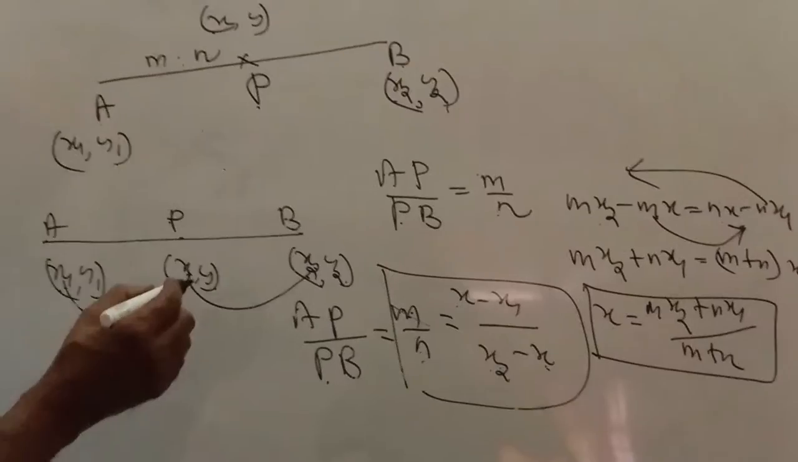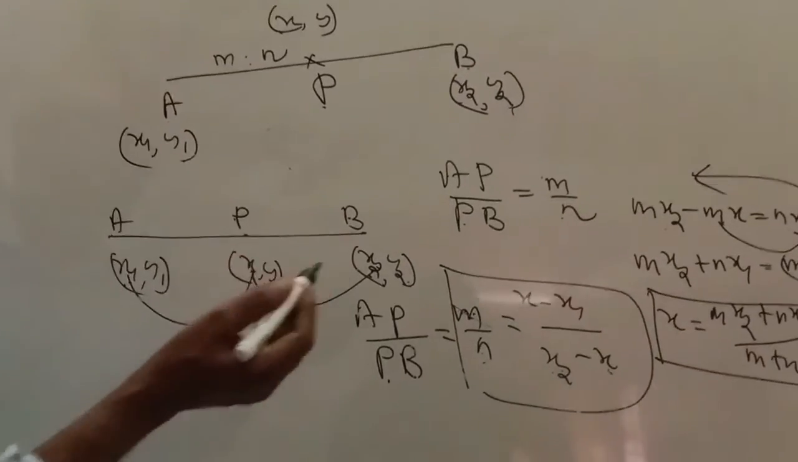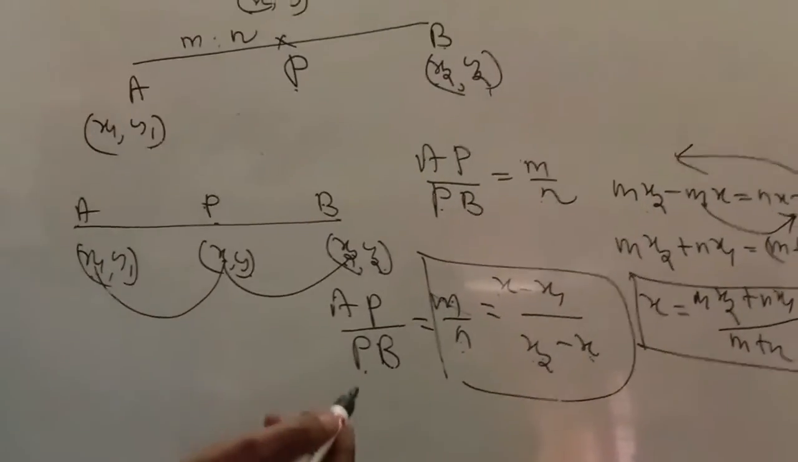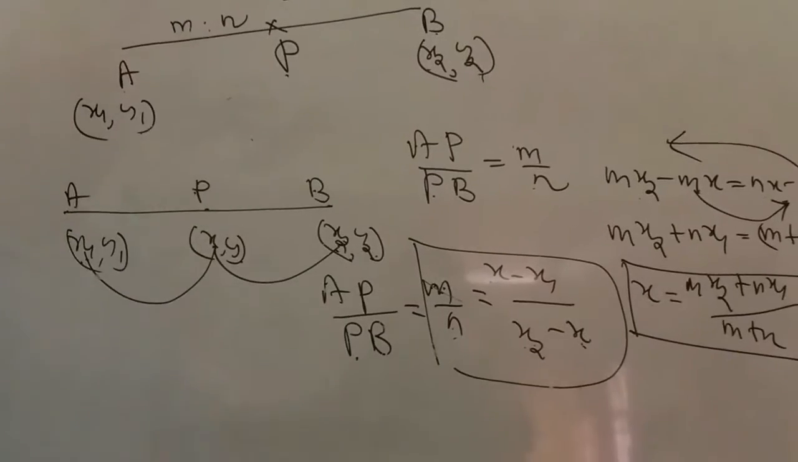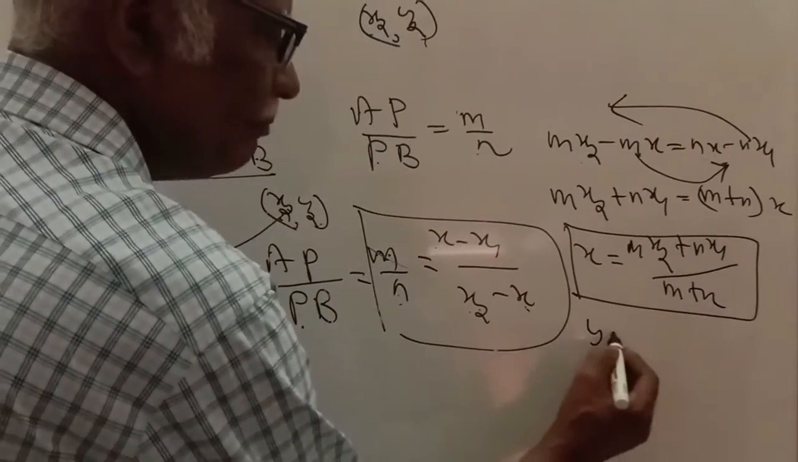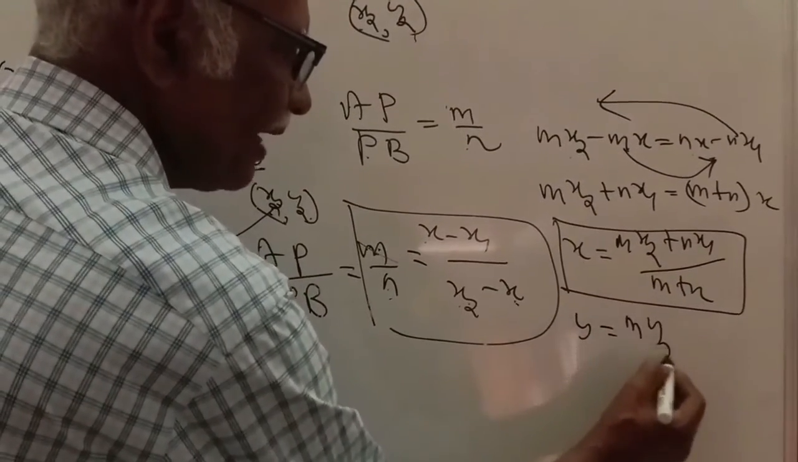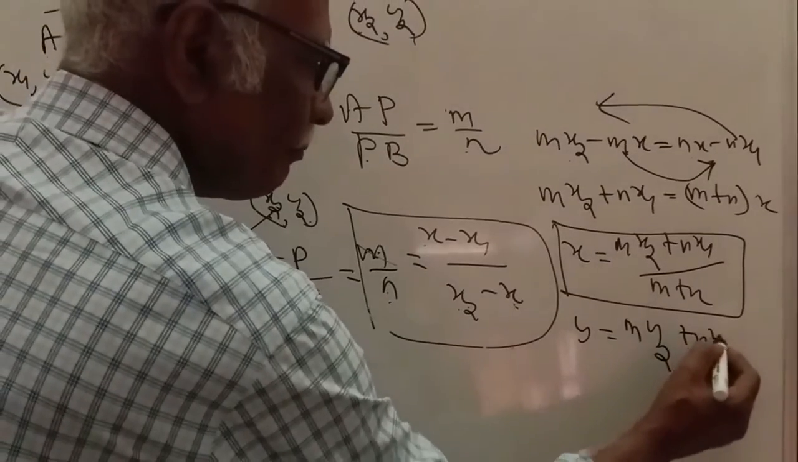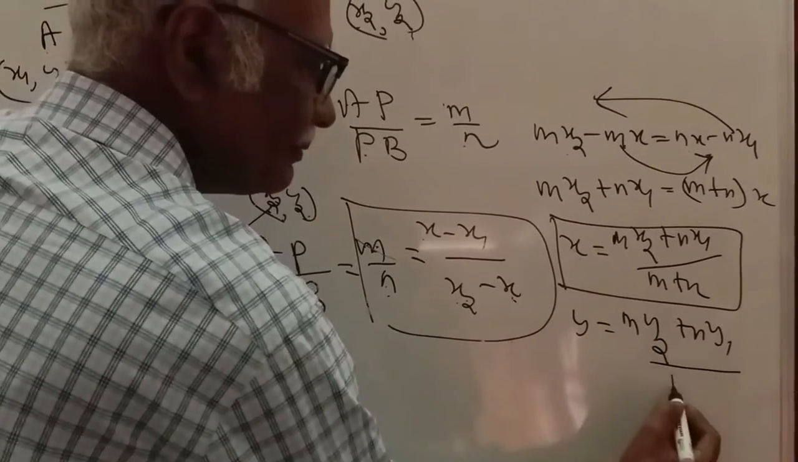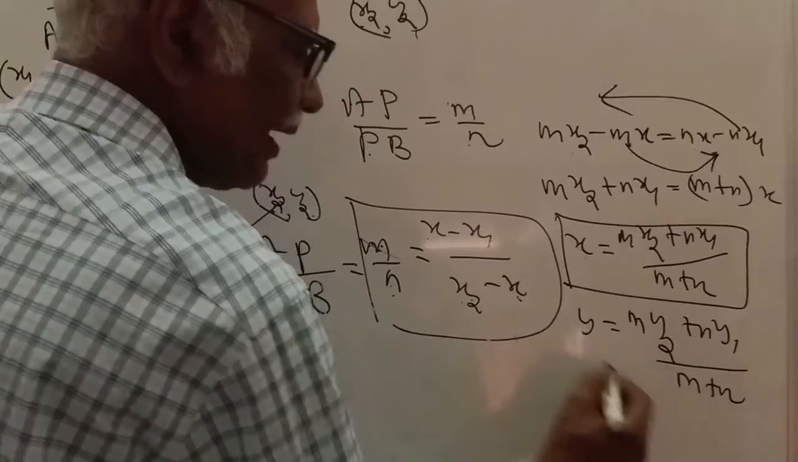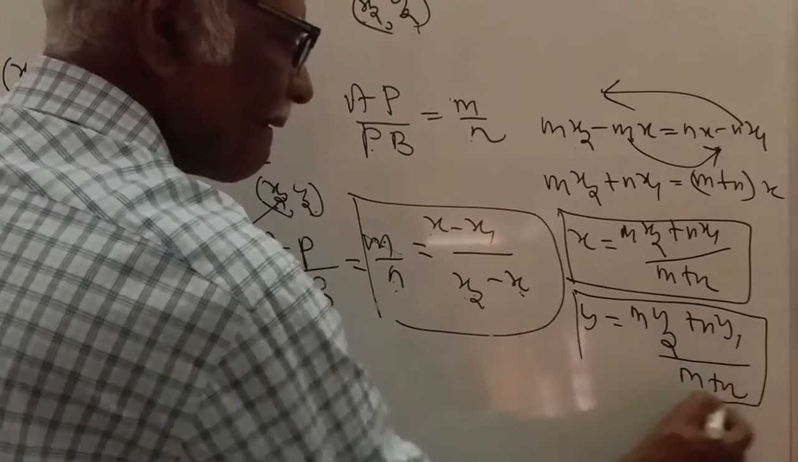Now, exactly y can be obtained. It is a similar result. Symmetry applies. So y will be (my2 plus ny1) by (m plus n).